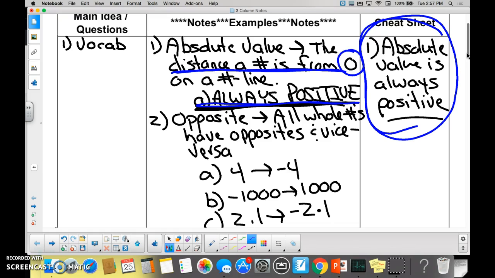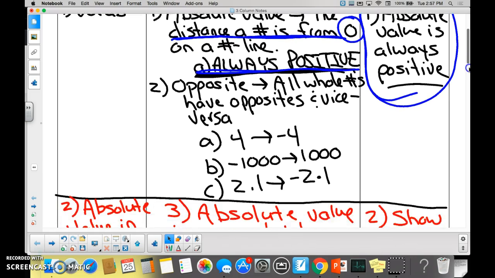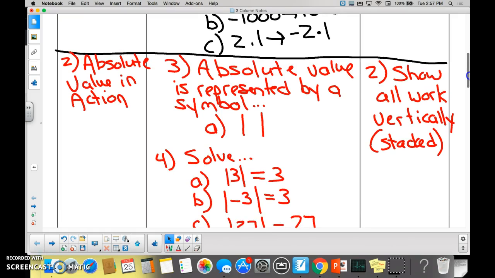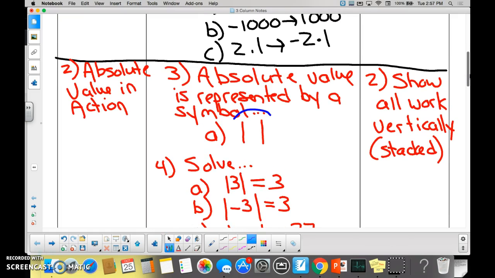Got it? We slid down to main idea number 2, and we did absolute value problems. Before we did them, though, we talked about what an absolute value symbol looks like. The absolute value symbol would be 2 parallel vertical lines, just like a set of railroad tracks. Okay?